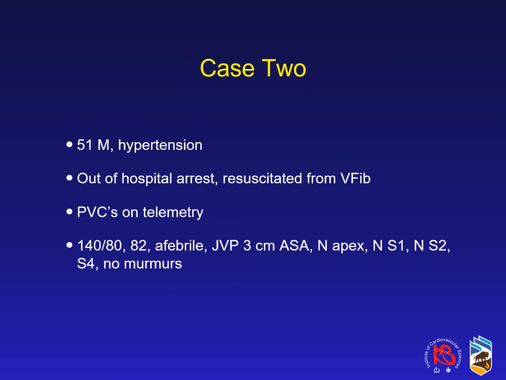On examination, his blood pressure is 140 over 80 in the left arm with a heart rate that's 82 and regular. His JVP is normal. He has a normal first and second heart sound with a diastolic fourth heart sound, and he has no cardiac murmurs.